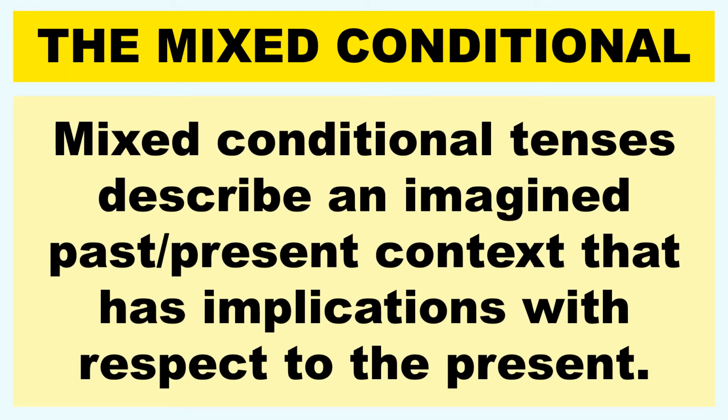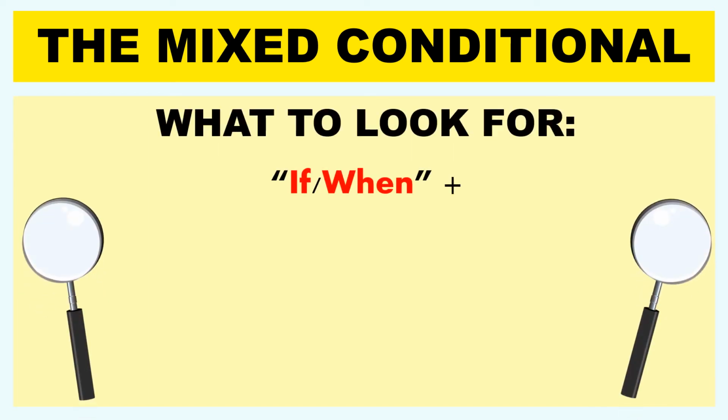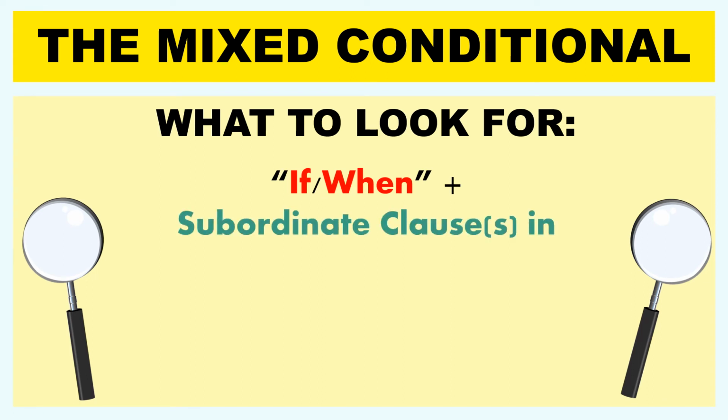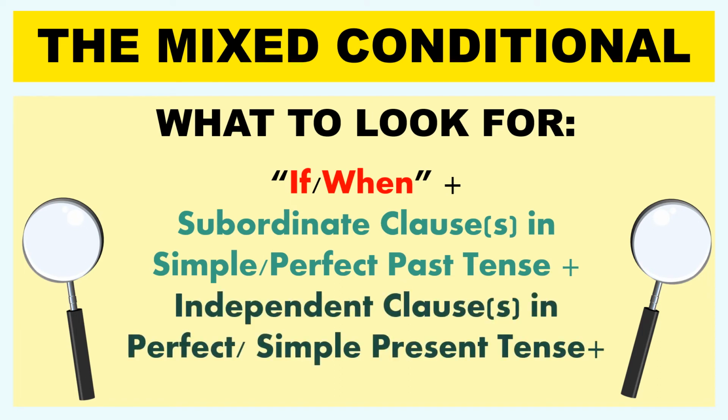All right, the mixed conditional tense. The mixed conditional tenses describe an imagined past or present context that has implications with respect to the present. In the past, we've seen that we're either using simple or perfect tenses. With the mixed conditionals, we use different moods, and that's one of the key differences between them. So, what to look for? We're going to have the "if" or "when," as we've had for all the other instances, a subordinate clause in simple or perfect past tense, and then an independent clause in perfect or simple tense. We alternate between the simple and perfect in the two clauses. Plus a modal verb. Of course, we've got to throw in one of those fancy modals.